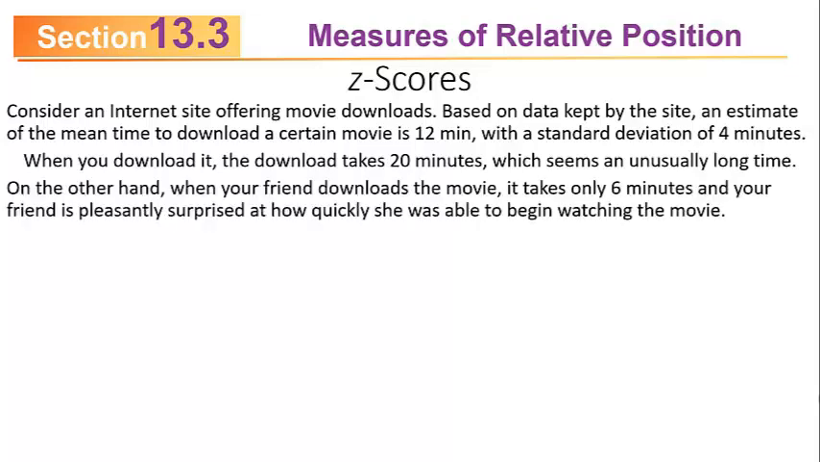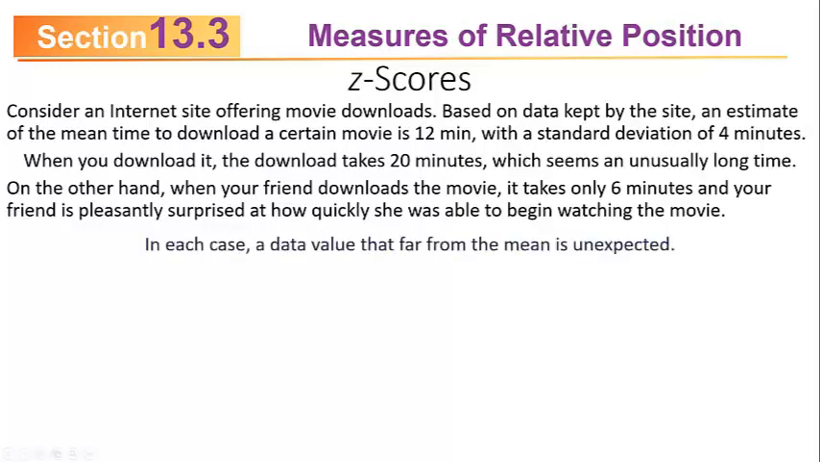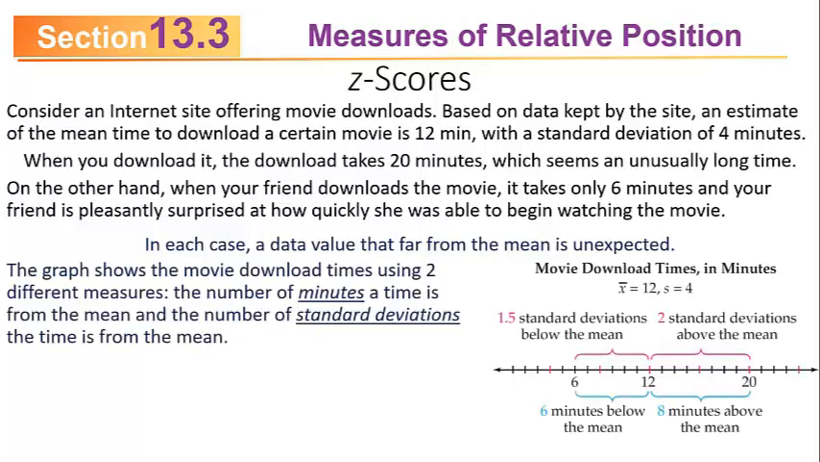On the other hand, when your friend downloads the movie, it takes only 6 minutes, and your friend is pleasantly surprised at how quickly she was able to begin watching the movie. In each case, a data value from that far from the mean is unexpected. The graph in the lower right-hand corner shows the movie download times using two different measures. At the bottom, you have the number of minutes a time is from the mean, and above that number line, you have the number of standard deviations the time is from the mean.